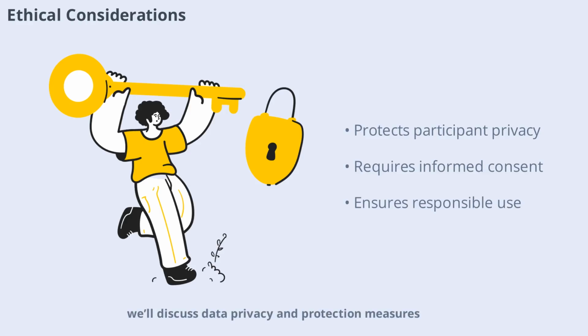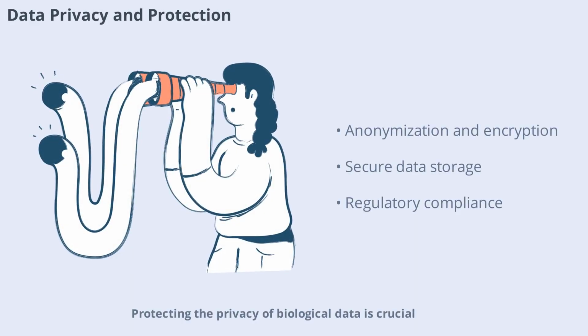Next, we'll discuss data privacy and protection measures. Protecting the privacy of biological data is crucial, particularly for sensitive information like genetic or health records. Techniques such as data anonymization, encryption, and secure storage are used to safeguard data. Compliance with regulations like GDPR and HIPAA is mandatory. Data protection measures build trust and enable responsible research.